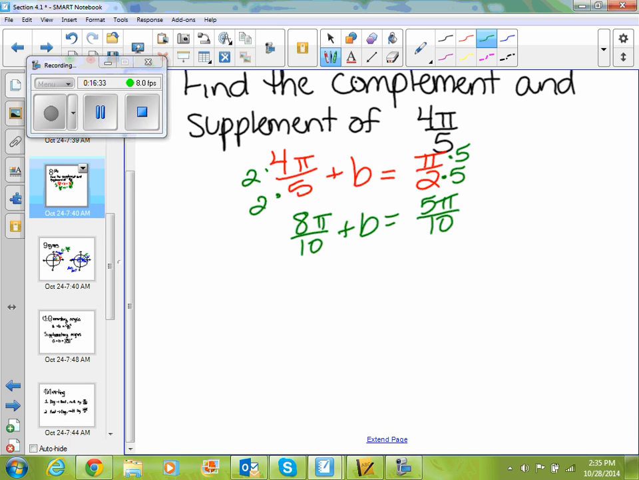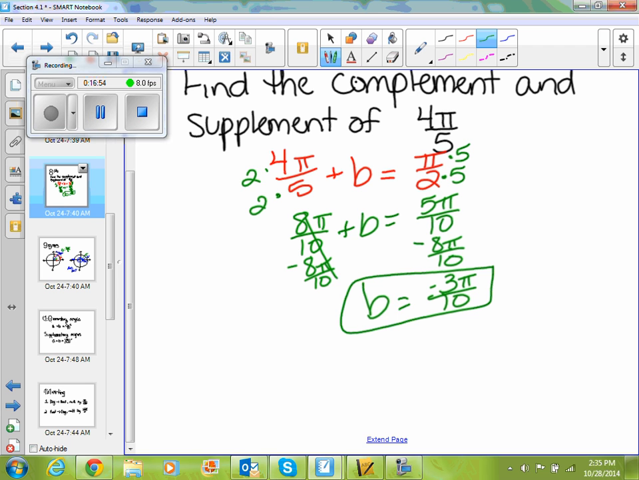Okay, so what do I need to do next to solve for b? Perfect, subtract 8 pi over 10, subtract 8 pi over 10. So then what does my angle b actually equal? Perfect, negative 3 pi over 10. Okay, so my complementary angle is negative 3 pi over 10.